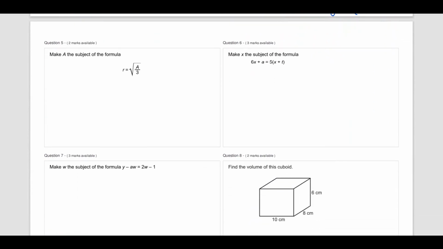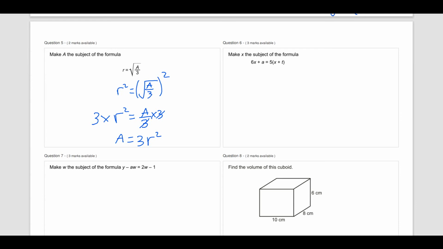For the next question, I want to make a the subject of the formula. So what I'm going to do, again, opposite of square root, square. I'm going to square both sides. So I have r squared is root a over 3 all squared, which is r squared is just a over 3. Opposite of dividing by 3 is multiplying by 3. So I'm going to multiply both sides by 3, which will just give me a is equal to 3 times r squared, which is just 3r squared.